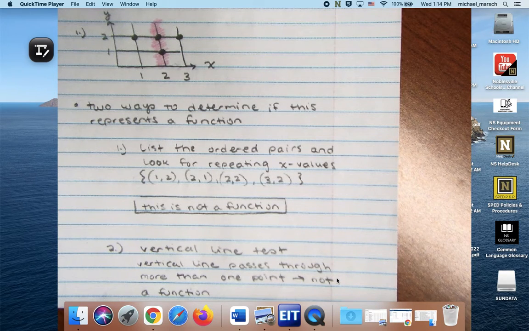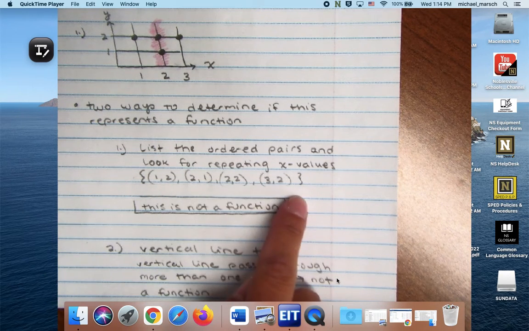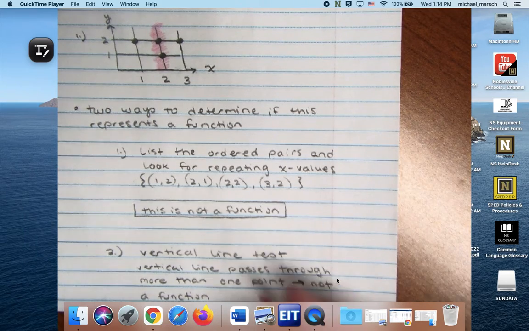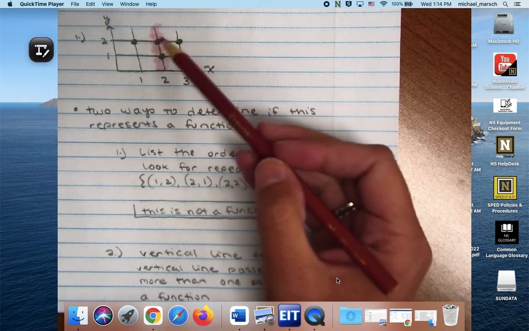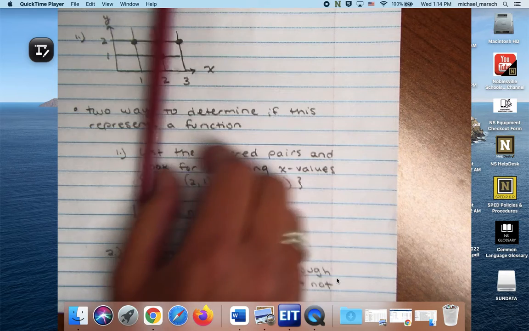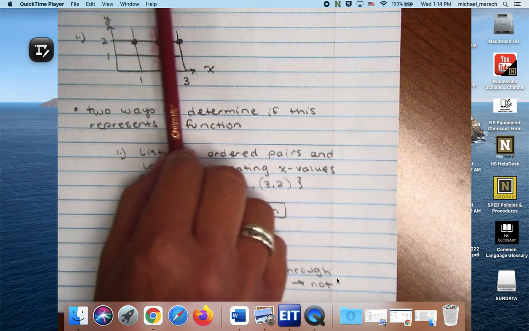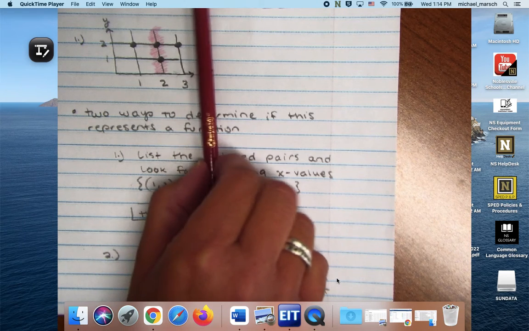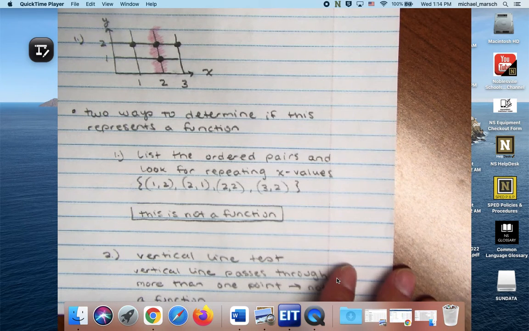So I have students that, for whatever reason, insist on writing out all the ordered pairs and then looking at the x values. That's fine. Most of us, however, are into shortcuts, right? And so we would just use the vertical line. Now, imagine that my graph is actually vertical, but like they would go like this and be like, oh, 2 points. So it fails the vertical line test.